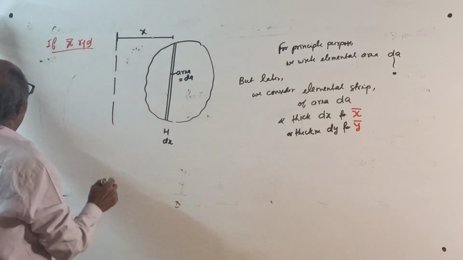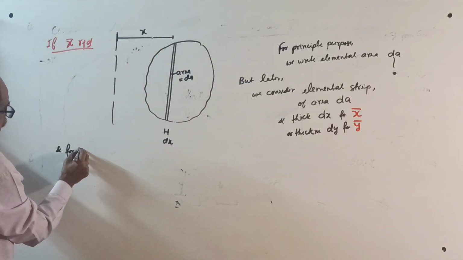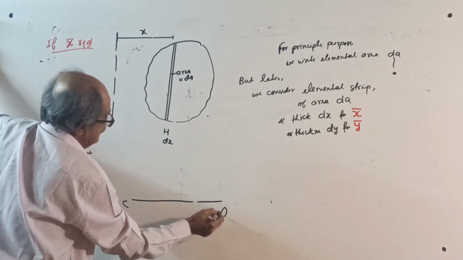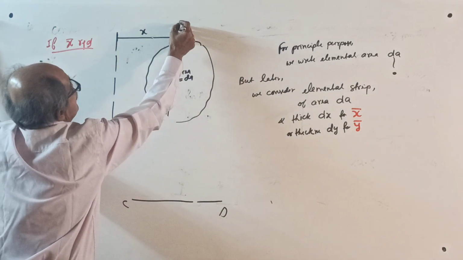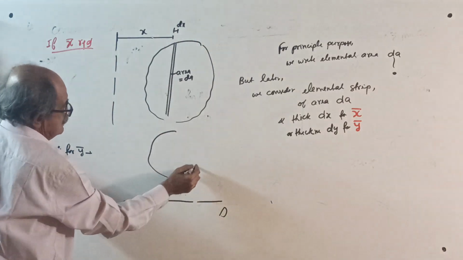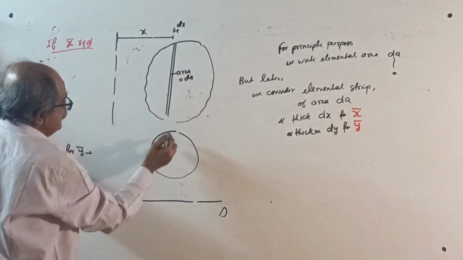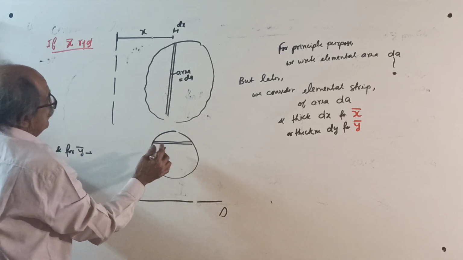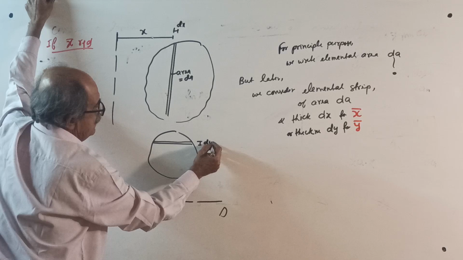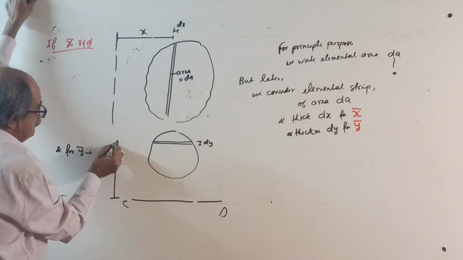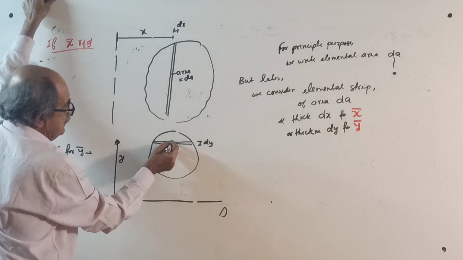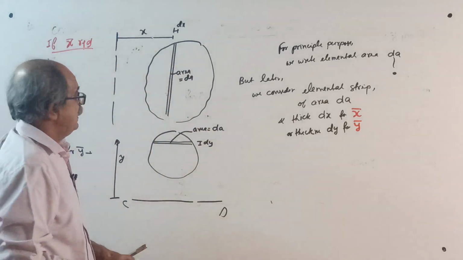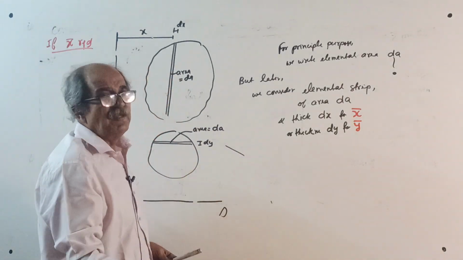This way we take it. And for y bar, with the reference line, I'll take the thickness here. You take a strip, not this way, take a strip here, with thickness equal to dy at y from here, and area equal to dA. Now all this I will explain when the time comes.